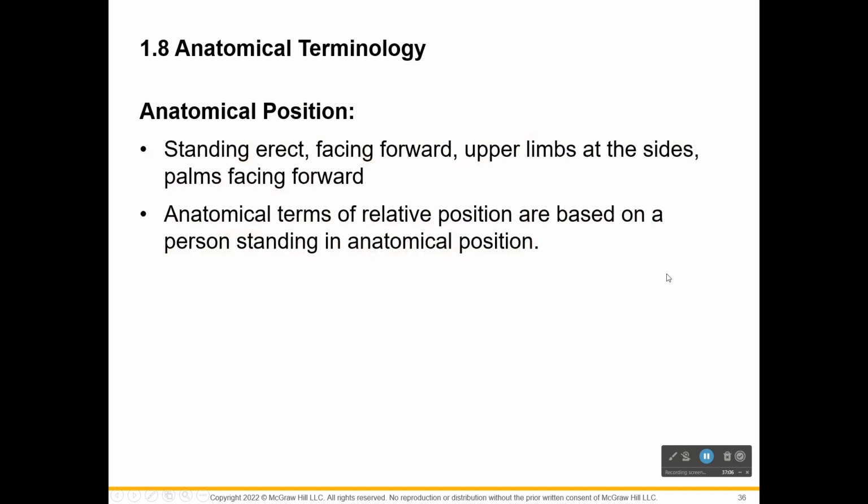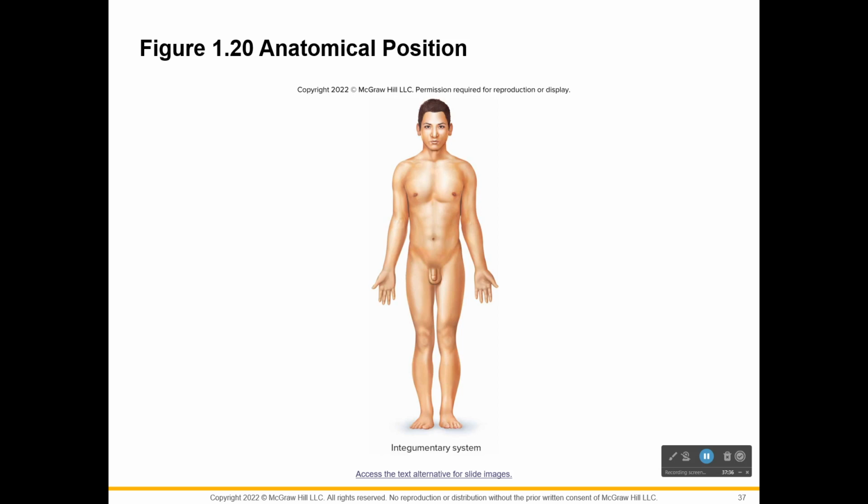So you do also need to learn about anatomical position. The anatomical position is when you're standing straight up, facing forward, and your limbs are at your sides with your palms facing not your side, but forward. So it's not a resting position, but you're actually standing up with palms facing forward. And when we discuss the position of structures in the body, we are always assuming the person is standing in anatomical position. And so this is what that looks like.